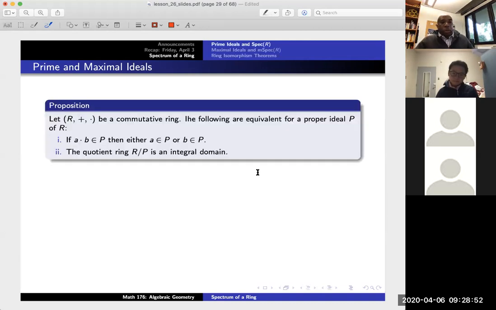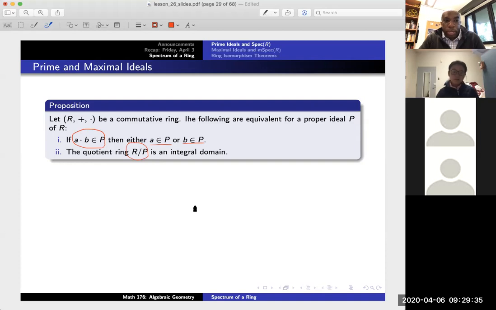So to this end, let me start with a definition. Let's let R be a commutative ring. Then I claim that the following two statements are equivalent, given a proper ideal P. First, if we have a product A times B that is in our ideal, then either the first element is in the ideal or the second element is in the ideal. Right, so that's one of our properties. I claim that that is equivalent to saying that the quotient ring here is an integral domain.